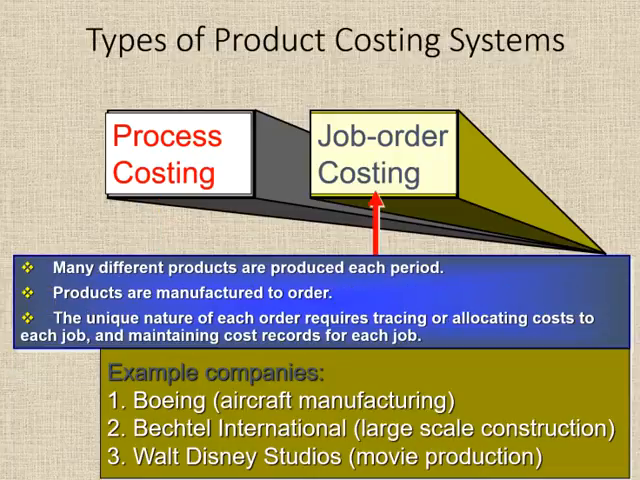Now, under a job order costing system, this is when a company has many different products that are produced each period. So they're unique and custom every time, or often, let's say. So the products are typically manufactured to a customer's specifications and are unique in nature. Examples: Boeing, where each and every aircraft tends to be slightly different; a construction company, where each and every house or construction project should be unique and individual; or movie production.